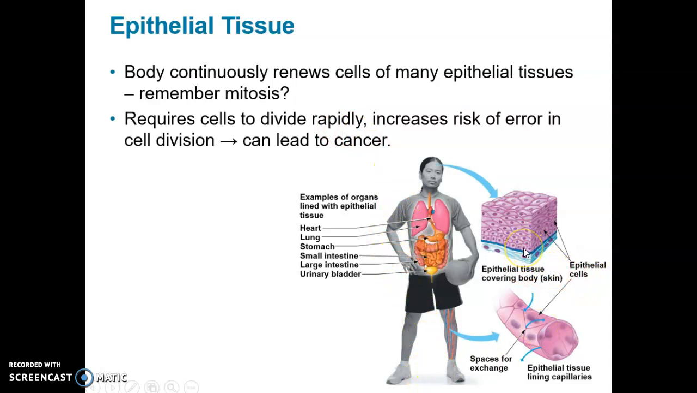However, it's so rapid and it's exposed to environmental contaminants and potential carcinogens, including ultraviolet sunlight, and that increases the risk of mutational errors in cell division, and that can lead to cancer. Basically, cancer is uncontrolled, unregulated cell division, like mitosis that has gone crazy.